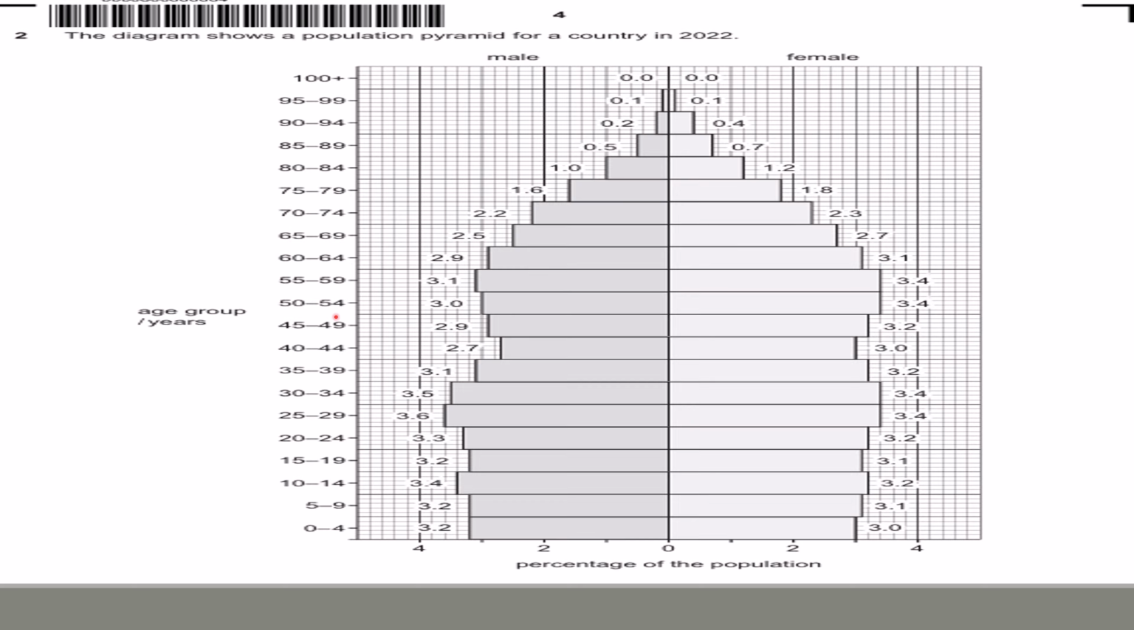So description questions need data support, explanation questions need reasons. Each correct point is equal to 1 mark. So be clear, structured and relevant.